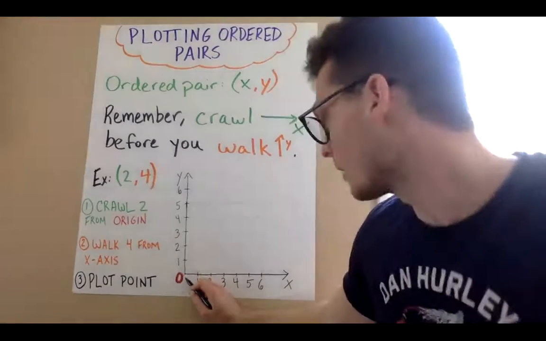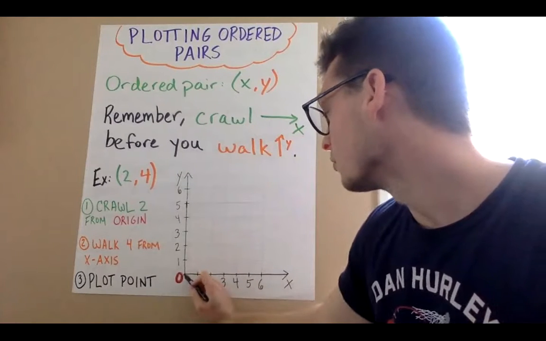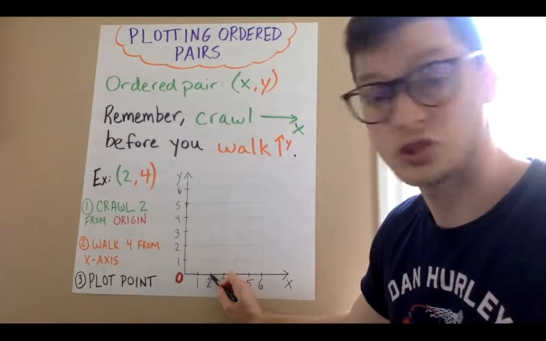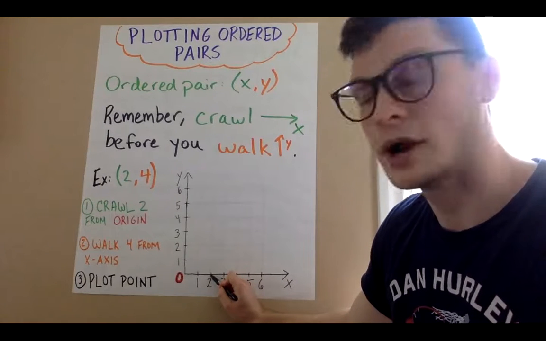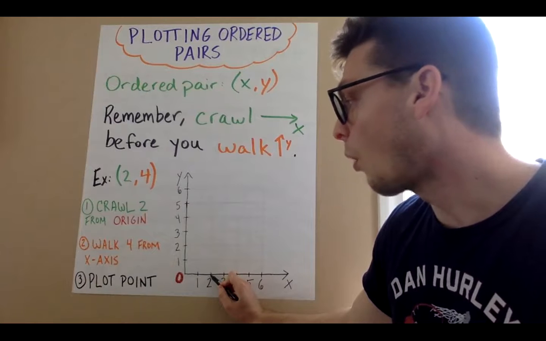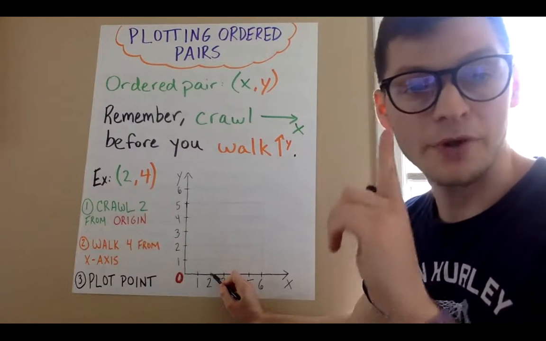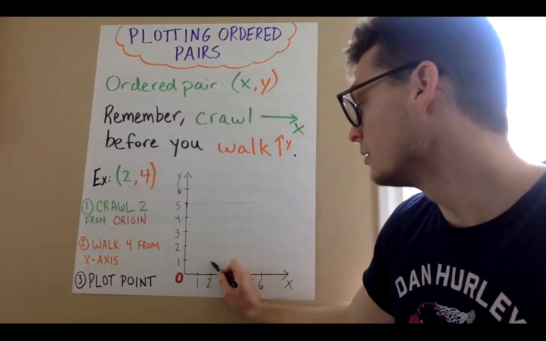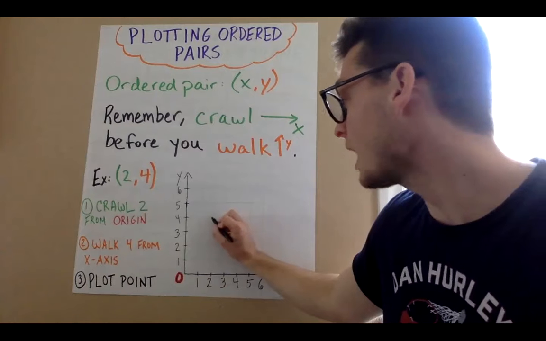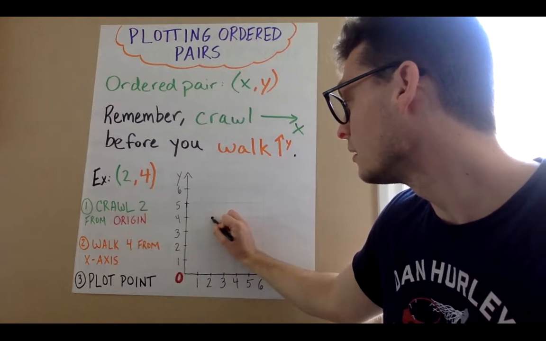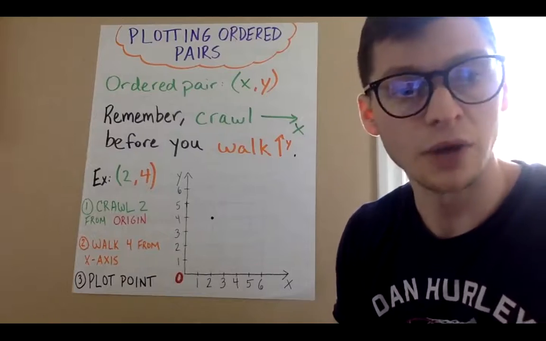And remember, crawl along the x-axis. Crawl 2, 1, 2 to the 2 on my coordinate plane. I'm just going to do a little dot there so I know where I am. Step 2, walk 4 from the x-axis. So now I need to walk up 4. 1, 2, 3, 4. And I'm going to plot my point.